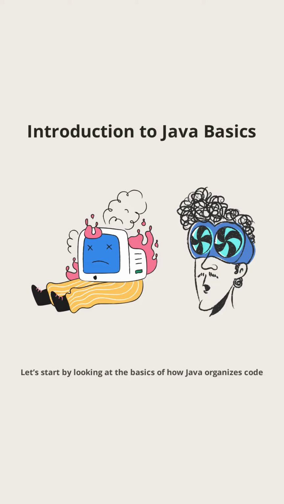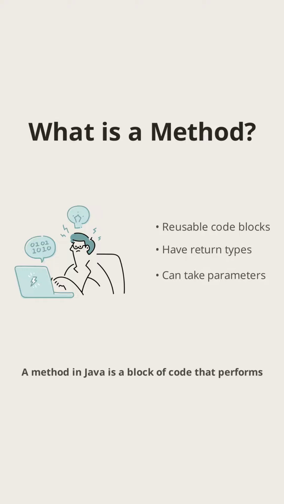Let's start by looking at the basics of how Java organizes code and why these building blocks are so important for creating robust applications. A method in Java is a block of code that performs a specific task and can be called multiple times throughout your program.